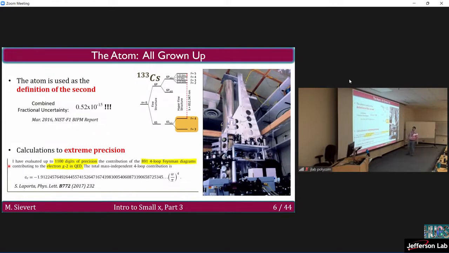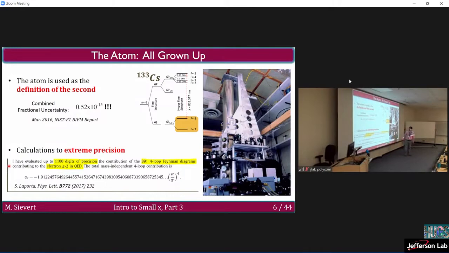This is just a random paper that I found at one point. It blows my mind: a calculation of 4-loop Feynman diagrams, 891 of them, to 1100 digits of precision for the anomalous magnetic moment of the electron. This is incredible, one of the greatest triumphs of theoretical physics ever.